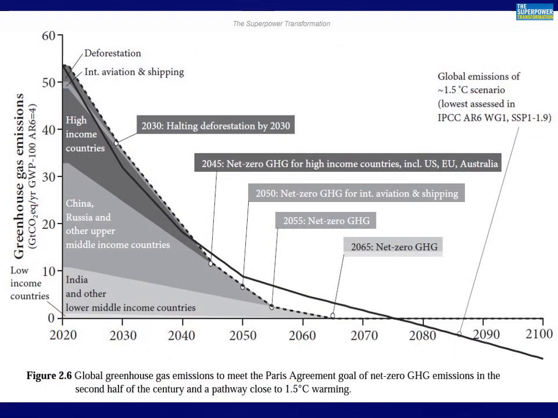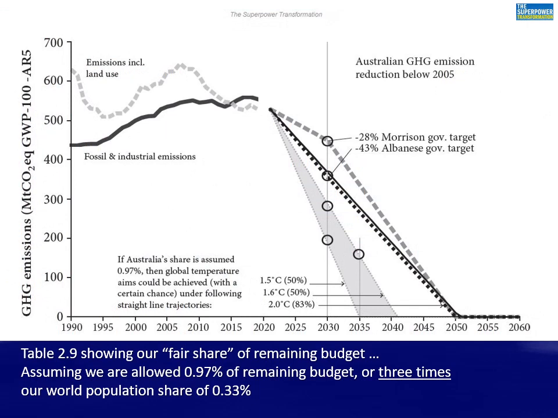This graph is rather interesting. It shows you that high-income countries like us have got to reduce our emissions down to zero pretty much soon after 2040. Of course, it's harder for China, Russia and other middle-income countries, and certainly harder for India and lower-income countries to do that. So if we want to give them a chance of it, we have to cut our emissions much more rapidly. Here's a little graph pointing out that what Morrison proposed was basically useless. The Albanese government have proposed something a little bit better, but what we really need is something more like 70 or 80% cuts by 2030.